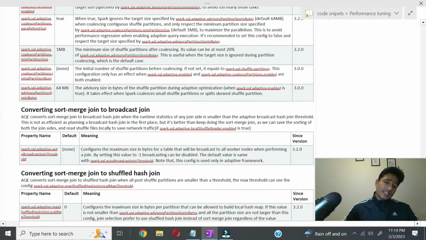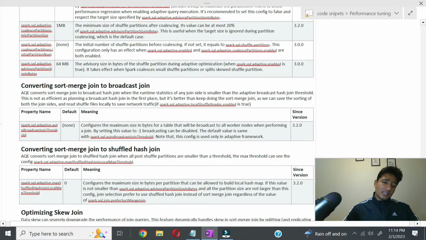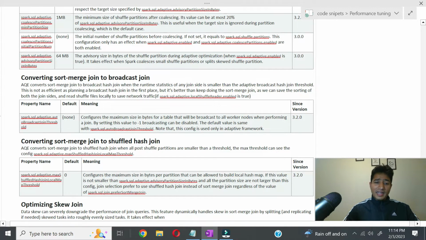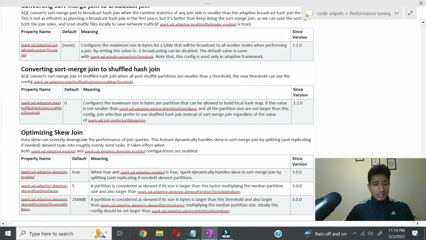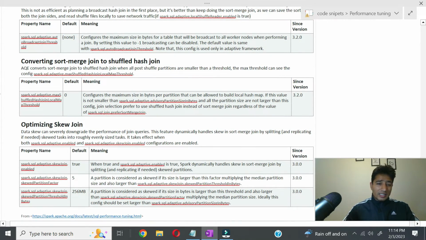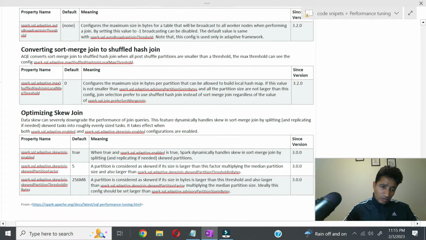One more feature is the property spark.sql.adaptive.autoBroadcastJoinThreshold. It configures the maximum size of the table that will be broadcast to the worker nodes during a join. By setting this value to -1, broadcast can be disabled. Sort merge join can be converted to shuffled hash join using the property spark.sql.adaptive.maxShuffledHashJoinLocalMapThreshold, right?